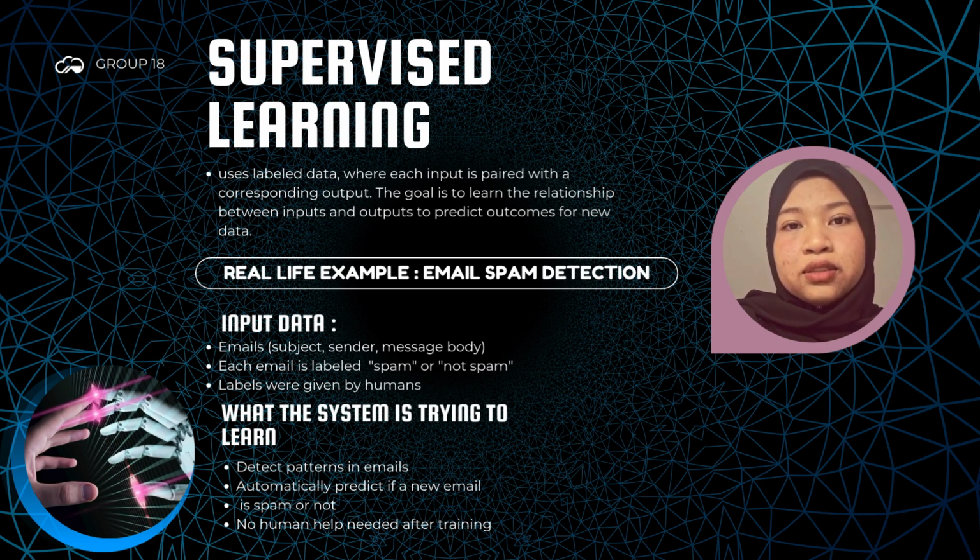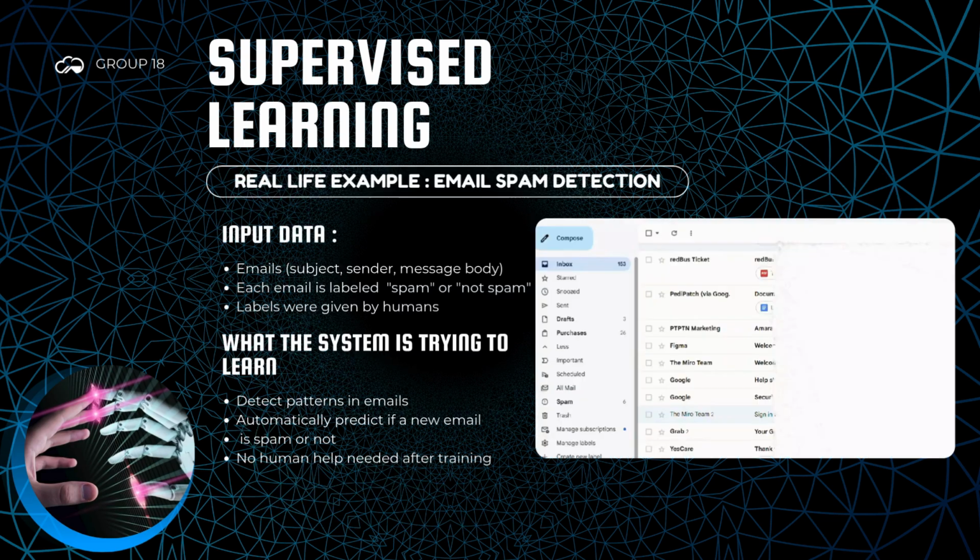The system is trying to learn how to classify new emails as either spam or not spam automatically, without any human help. It does this by finding patterns in the training data. For example, it may learn that emails with words like free, win, or click here are more likely to be spam. Once trained, every time a new email arrives, the system will predict whether it belongs in your inbox or your spam folder.